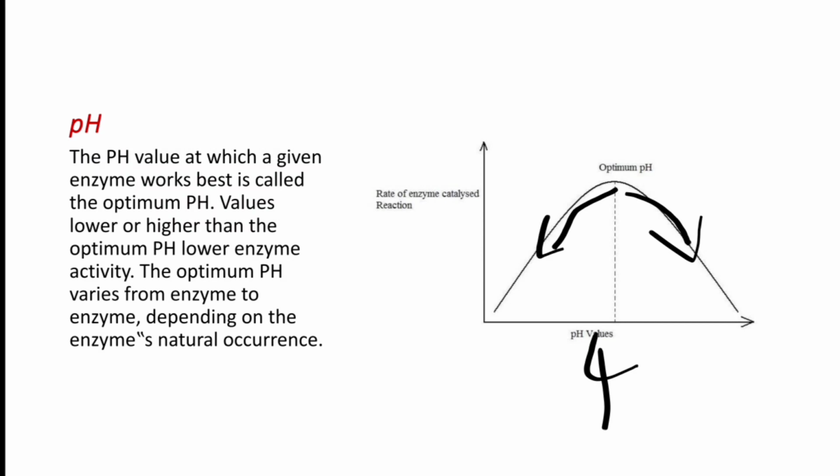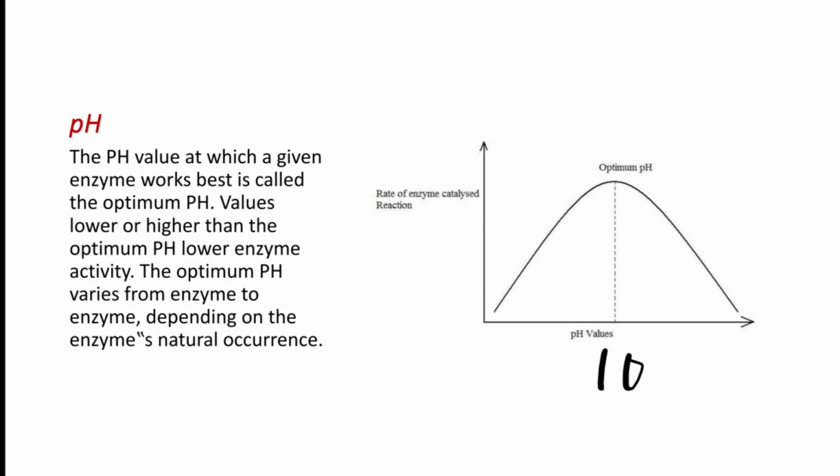Likewise, if we have an enzyme which occurs in an alkaline environment naturally, then we expect the optimum pH value to be numbers above 7. So we can say, okay, 10. So 10 is the optimum value. It's the optimum pH for an enzyme which is occurring in an alkaline environment.